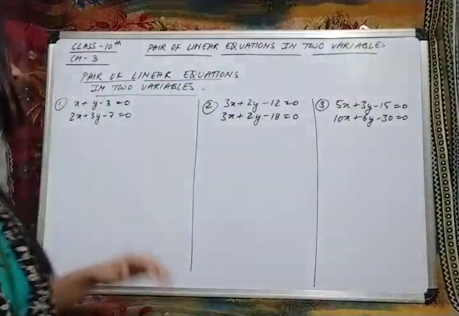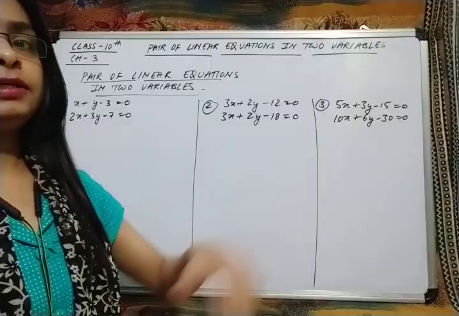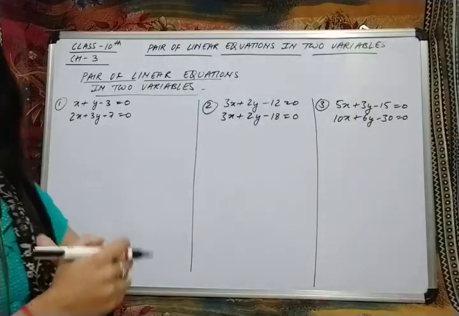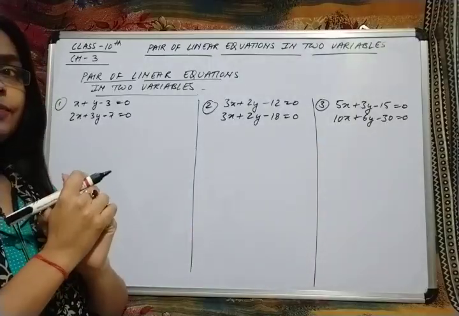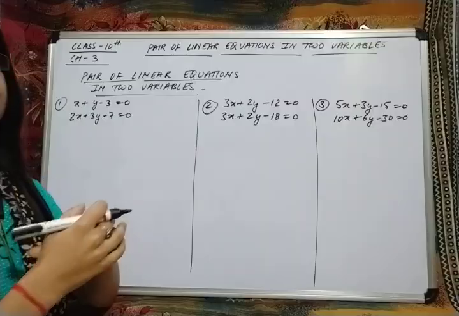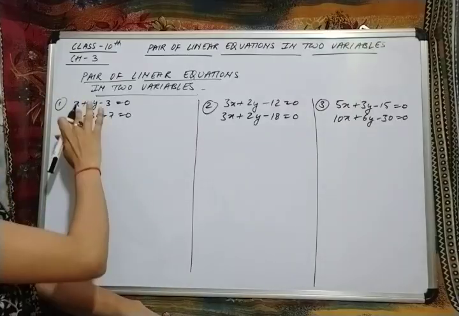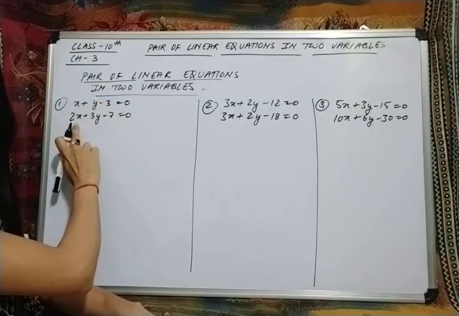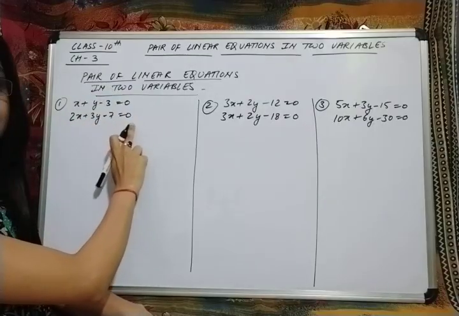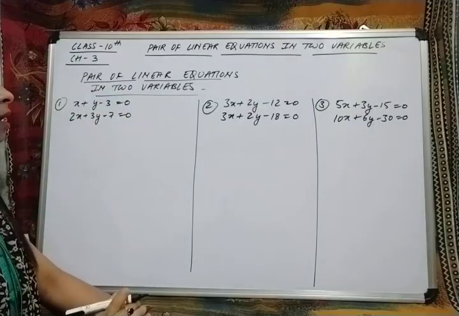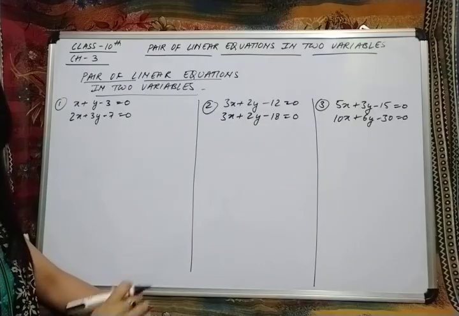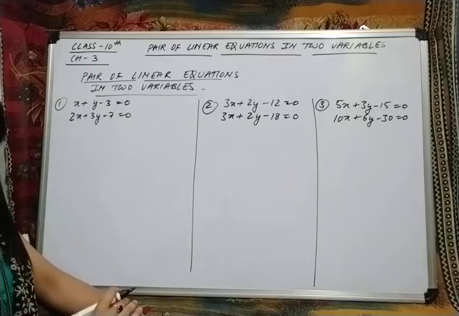So I have written 3 pairs of linear equations in two variables on the board. Now we'll see their graphical representation. See here, x plus y minus 3 is equal to 0 and 2x plus 3y minus 7 is equal to 0. We can find out their solutions. We have already studied this in the previous class.